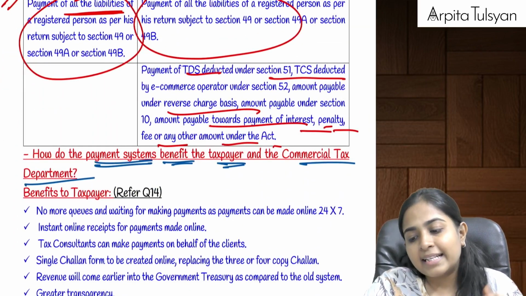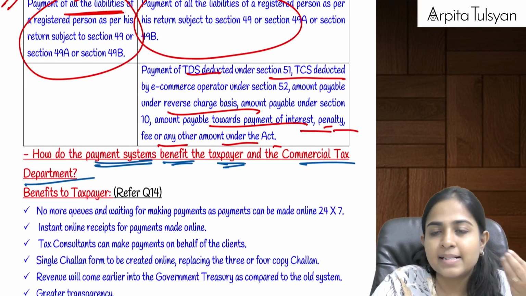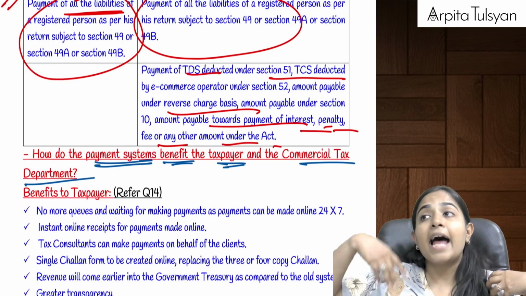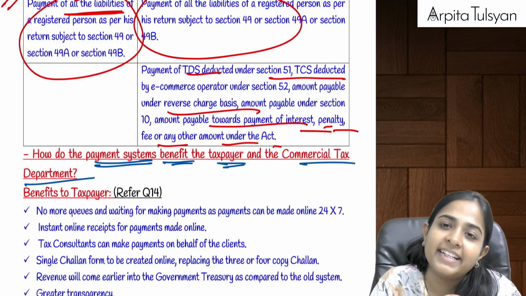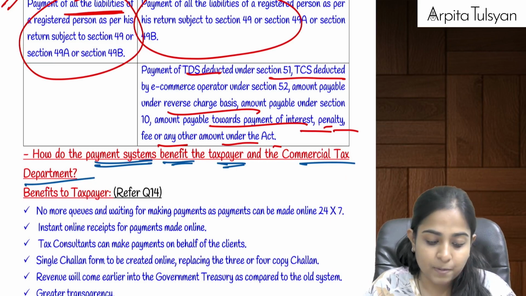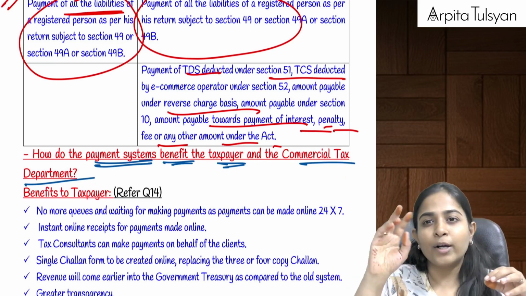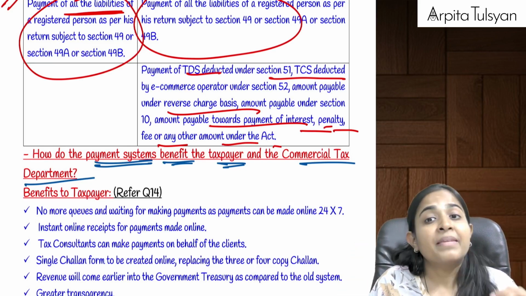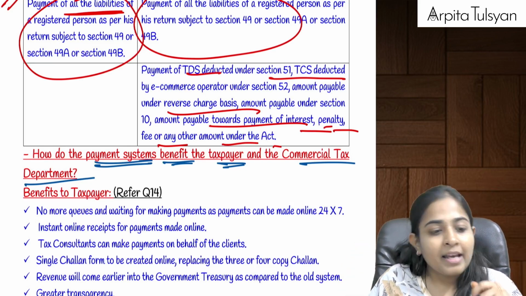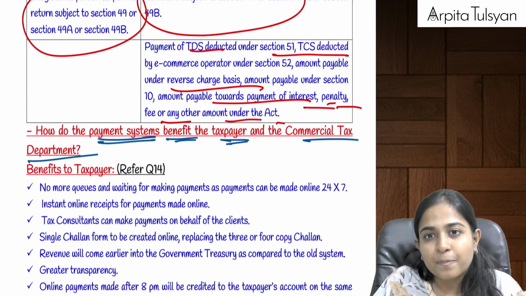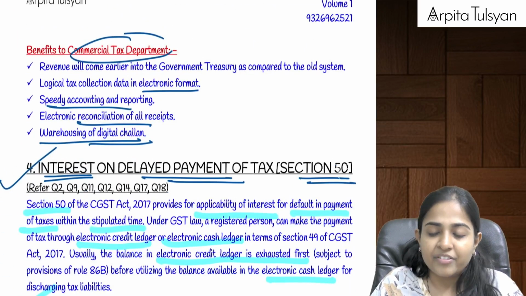Now the next thing that they are asking is, because of this payment system that we have set under GST, what is the benefit available to the taxpayer and what is the benefit available to the GST department? Can you tell me the benefit of this online payment to the taxpayer? No going to the bank, no standing in the queue, payment can be done 24/7, immediate receipts are generated, right? Even the money reaches the government immediately. Yes, more transparency is there. These are the benefits available to the taxpayer.